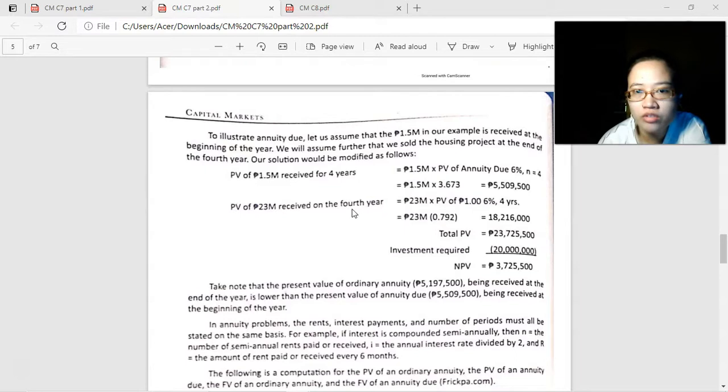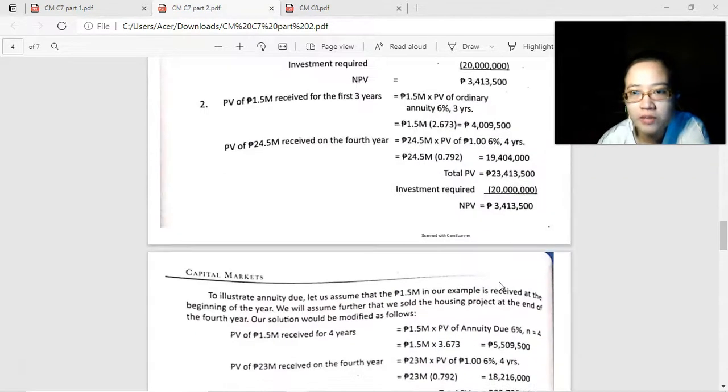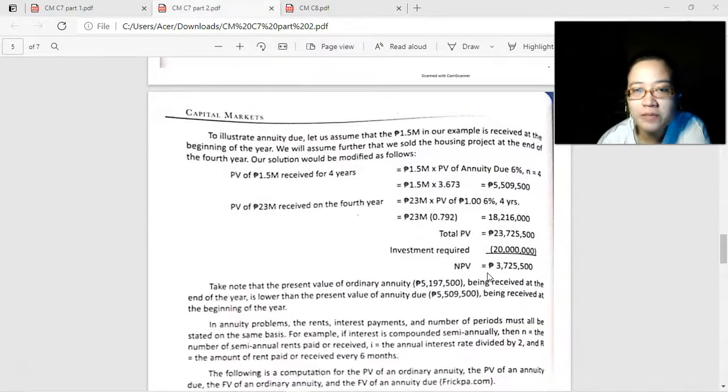Tapos, yung 23 million received in the 4th year. So, yan, 23 times 0.792, so 18,216,000. Total present value 23.7 million minus the investment required na 20 million. Net present value niya is 3.7. Alin ang mas mataas? Mas mataas to kasi annuity due, natatanggap na niya at the beginning of the period.